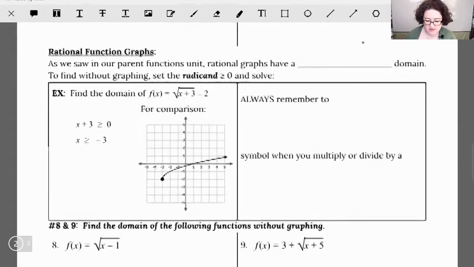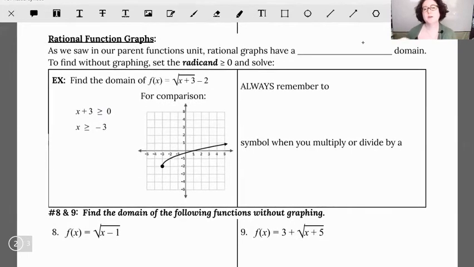Alrighty, so now looking at rational graphs. So we looked at these very briefly when we did our function families all the way at the beginning of the year in Unit 1. And so this graph probably looks a little familiar. We can use all of our same transformations that we did before to predict where this graph is going to go. But keep in mind with these graphs, can we use every single x and every single y?